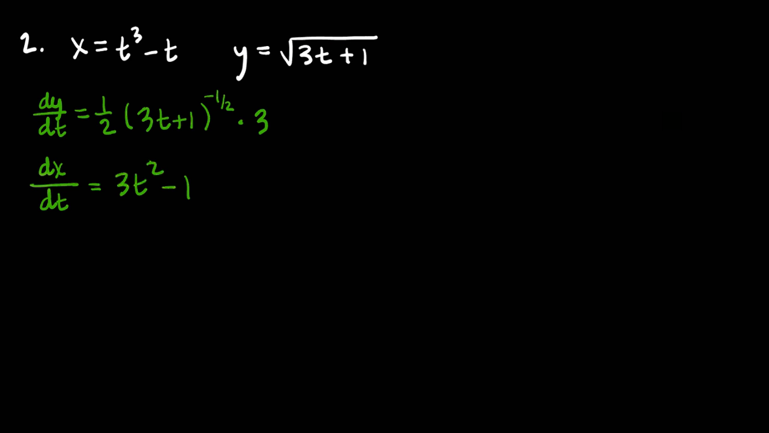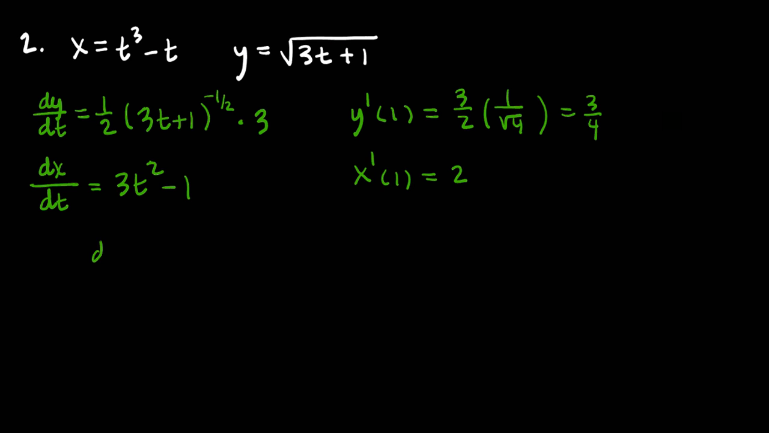Okay. What I might do to make this a little easier, rather than combining these into a single fraction and then plugging in, I'm going to plug in and then divide. It's going to be the same. So dy/dt at t equals 1, that'd be y prime of 1, is going to be 3/2 of 3 plus 1 is 4 to the negative half. That's 1 over the square root of 4. Okay, that's looking to me like 3/4. x prime of 1, that's going to be 3 minus 1 is equal to 2. So I could say that dy/dx at the point where t is equal to 1 is going to be equal to 3/4 divided by 2, which is the same as 3 divided by 8.